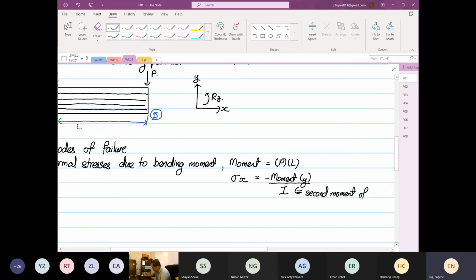Of area. Okay, we will learn this. I will teach you all more into detail of this. This one is easy. I will teach this in week 3.